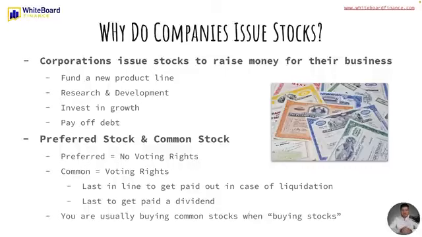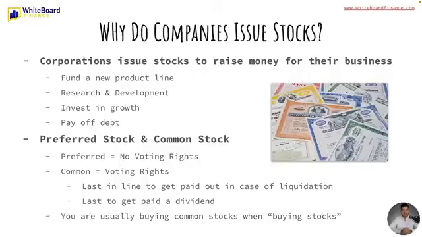And there are 2 types of stocks. There's not just one stock that covers it all. There's preferred stock and there's common stock. Typically with preferred stock, you have no voting rights. As shareholders, you have the right to vote on certain issues that come with investing in a publicly traded company. With preferred stock, you don't have those voting rights. With common stock, you do have voting rights.